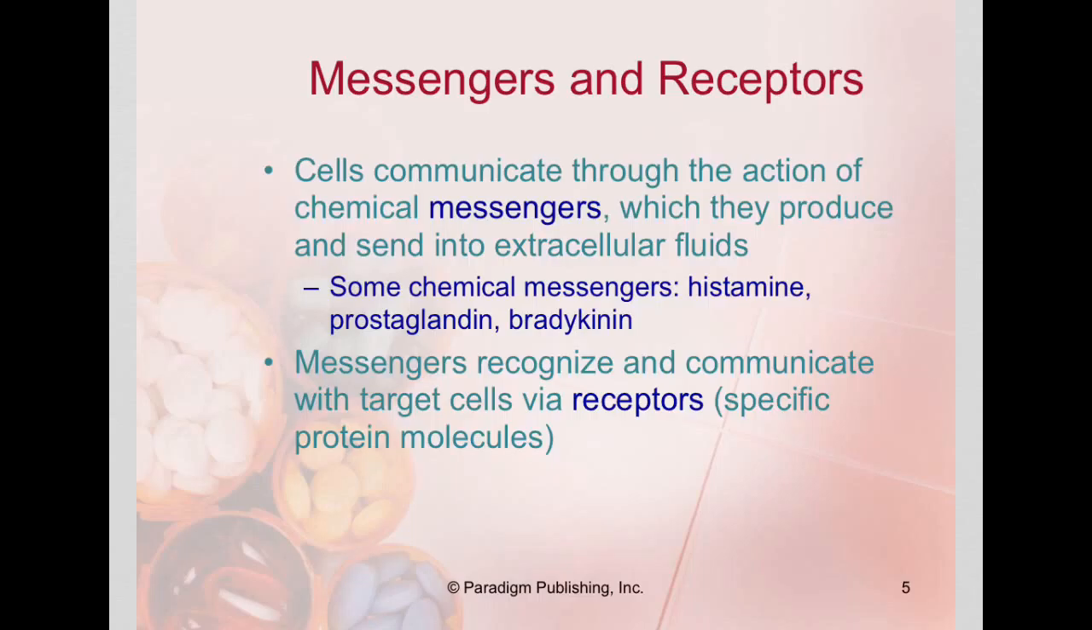Cells communicate through the action of chemical messengers, which they produce and send into extracellular fluids. Some of the chemical messengers are histamine, prostaglandin, and bradykinin. Messengers recognize and communicate with target cells via receptors. The receptors are located on the surfaces of the cell. Like I said, they attract the messenger.